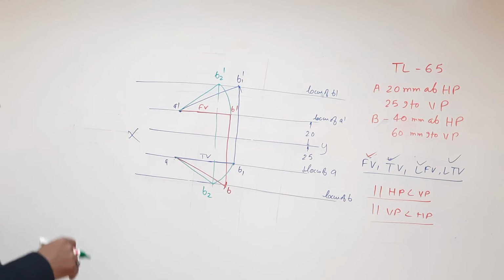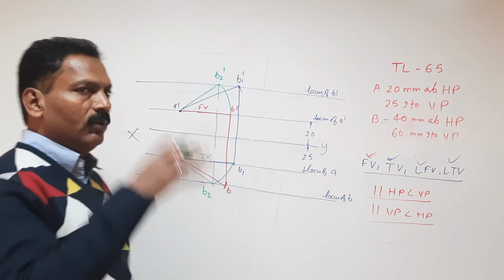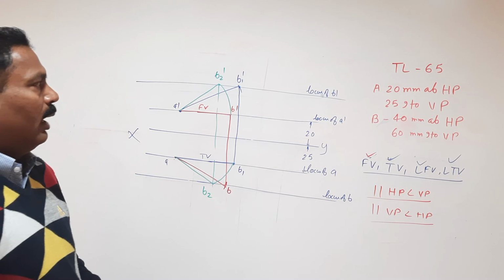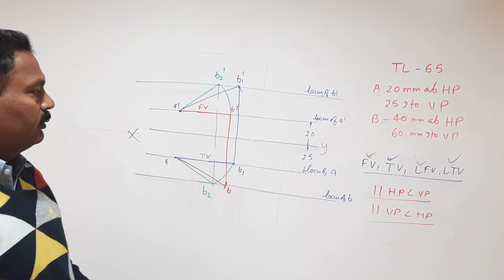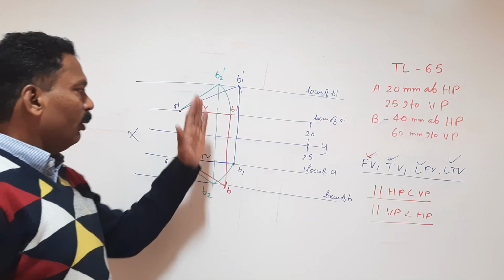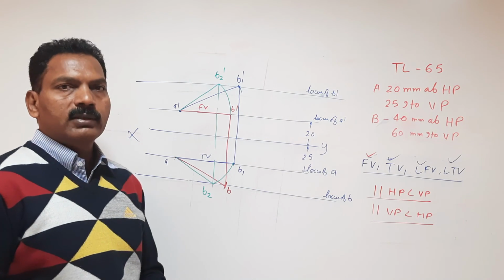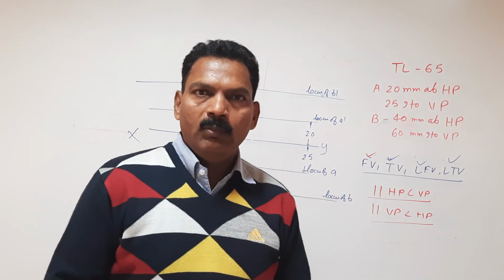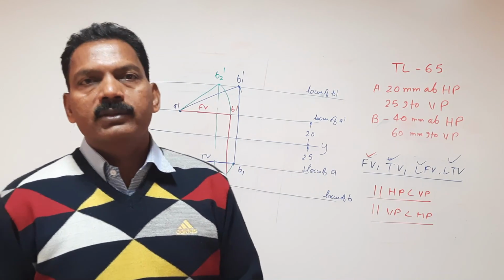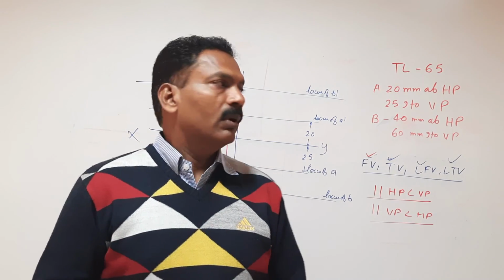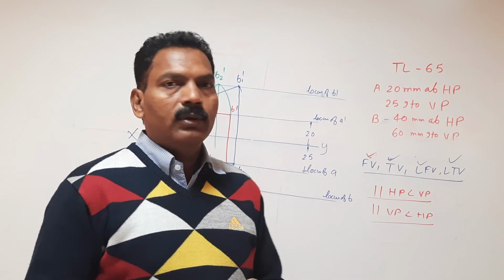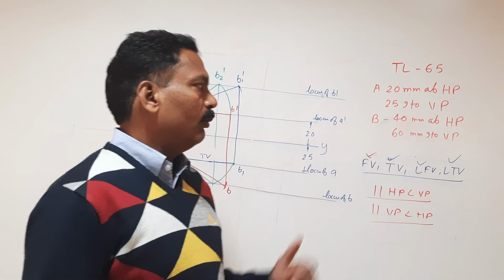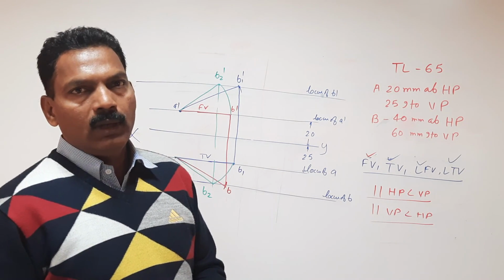This is the check: if the front view and top view lie over the same vertical line, it means your projection is correct. Although I have drawn it freehand, so they may not be on the same vertical line, it is the check for your problem. So we have solved this type of problem in which the locus of points are given and the true length of the line is given. That type of problem we can solve like this.